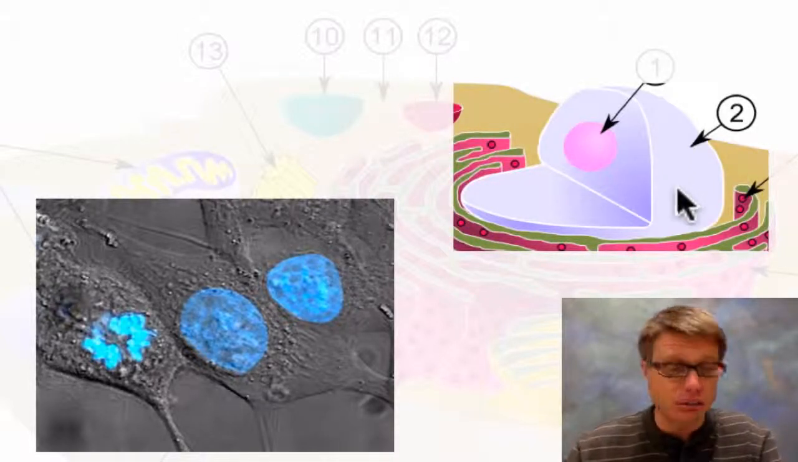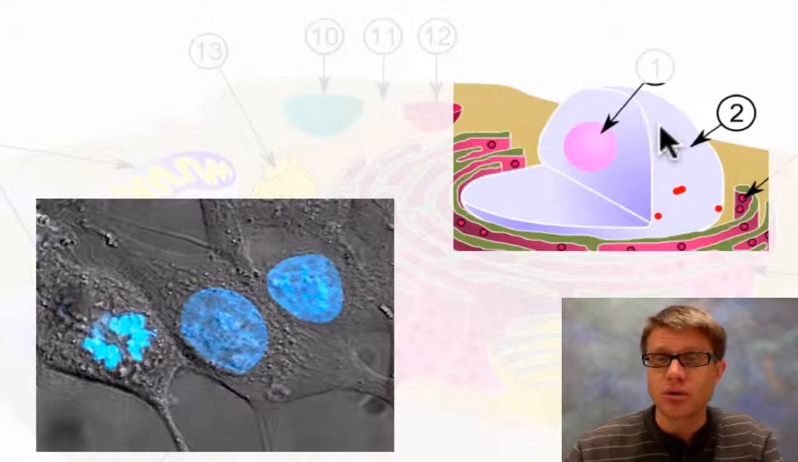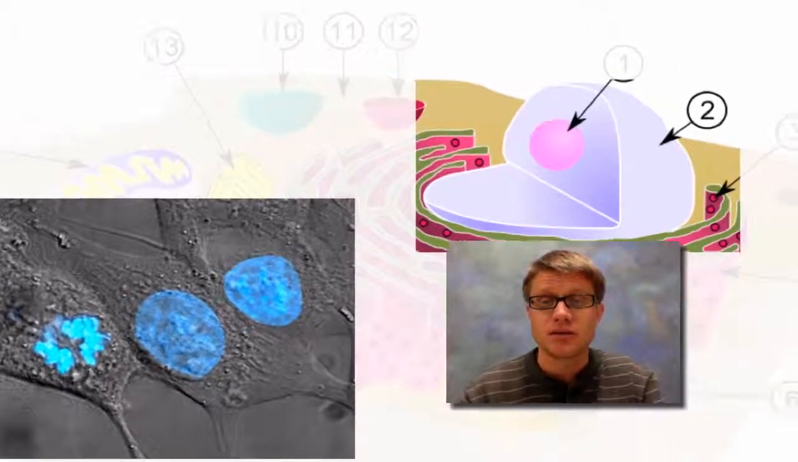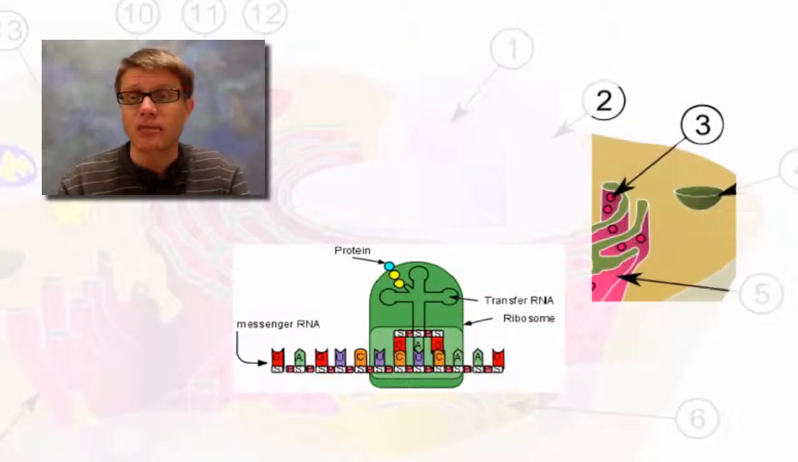And it's also going to have little pores on the outside that'll become important when we start talking about transcription and translation. So there are going to be little holes on it. And that's how material can move out and material can move in through those little holes. Okay, next we get to the ribosome.